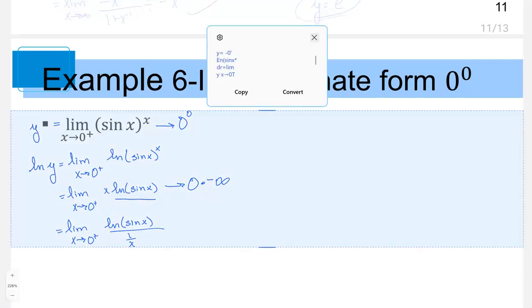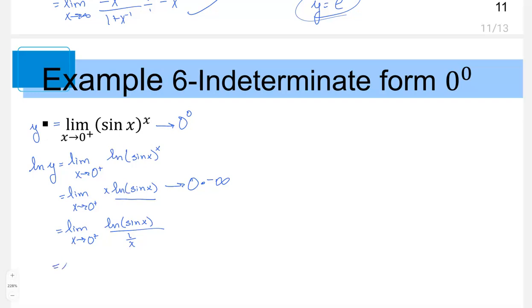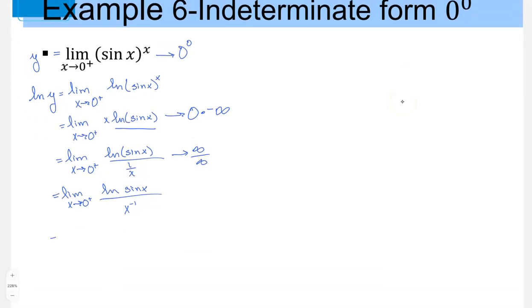So now I'm going to think about this as the ln of the sine of x over x to the negative 1, because this is in the form infinity over infinity. And now I'm in a place I can do L'Hopital. So I'm going to take that derivative of the top and the bottom separately. Ln of u is going to be du over u. Over the denominator, it's going to be negative x to the negative 2.